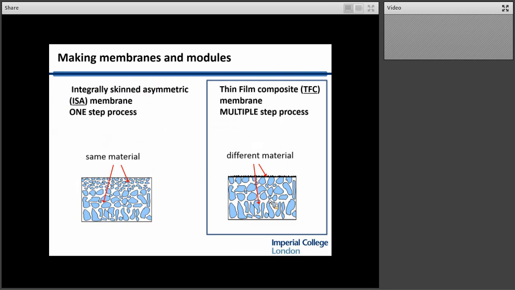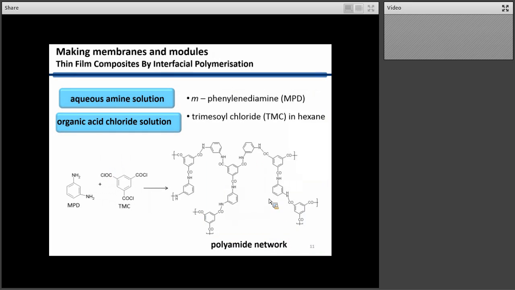But the other type of membrane, the thin film composite, is a bit more complicated. So we have to start off by carrying out the same process of phase inversion, but now to make a more open support membrane. And then on top of that open support membrane, we carry out a reaction which gives us a very thin film. And typically this reaction is between an aqueous amine solution and an acid chloride in an organic solution. So typically we'll use metaphenylene diamine, or MPD, and trimesoyl chloride. These are the two most common ingredients of reverse osmosis membranes. And this one is present in the organic phase, and this is present in an aqueous phase, and they react together to give us this networked polyamide layer here.